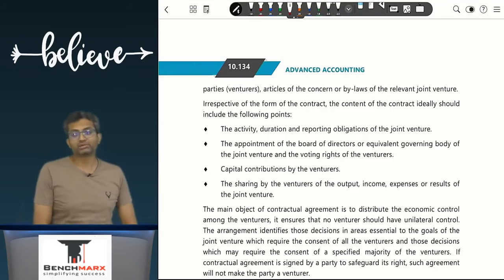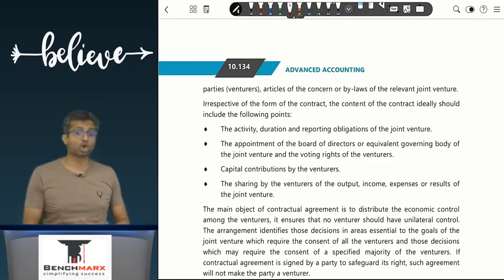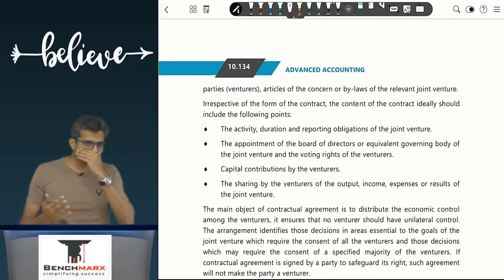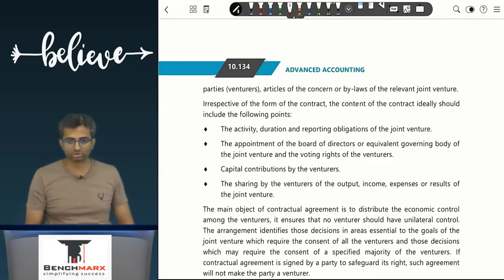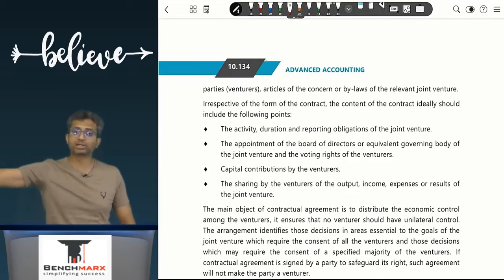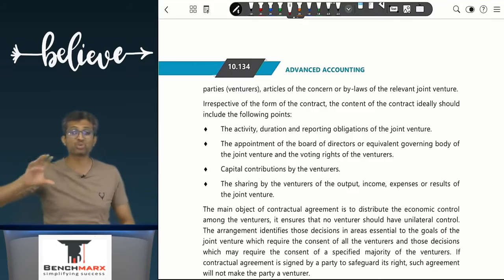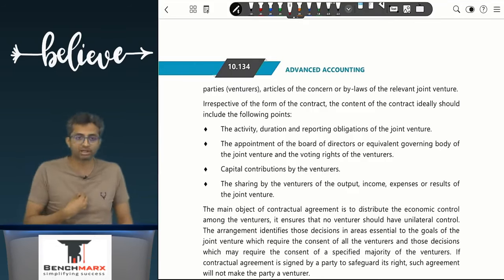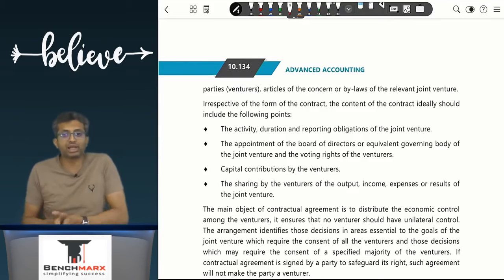Remember, a joint venture necessitates joint control, but joint control comes from a contract or agreement where you are controlling and working together. However, if there is a lender who is giving you a loan, does he become your joint venture partner? No. Sometimes a lender's agreement says that if you have to do a merger or amalgamation, you have to take my permission. These are protective rights which are with the lender. They do not make the lender your partner.